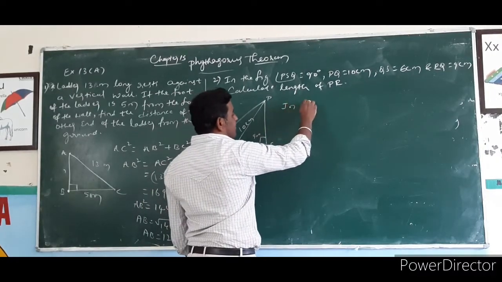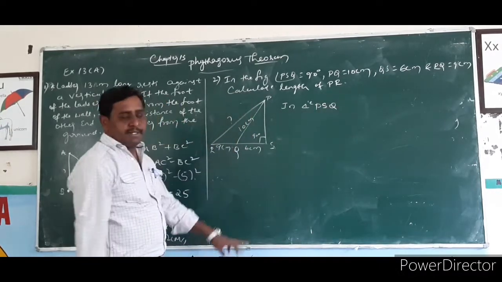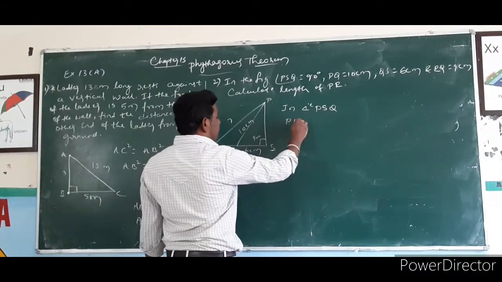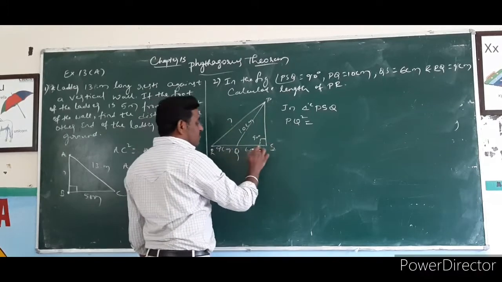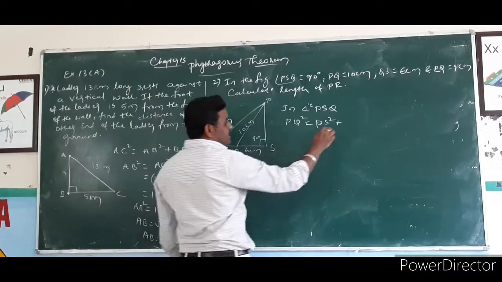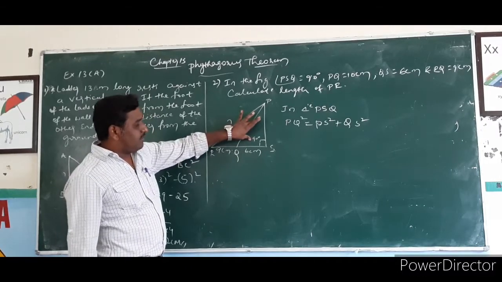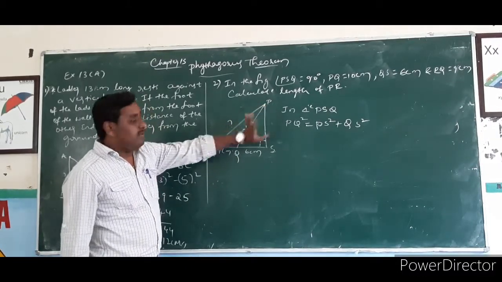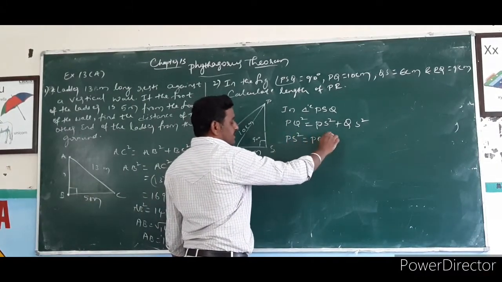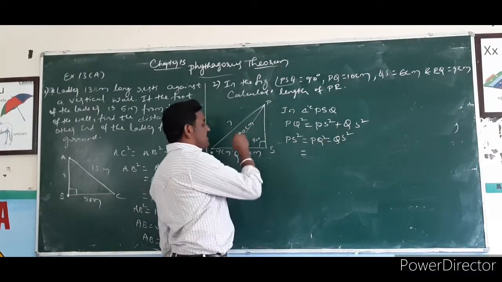In triangle PSQ, first apply the Pythagoras theorem. 90 degree opposite side is hypotenuse. Hypotenuse is PQ. PQ square is equal to the other two sides of PSQ, means PS square plus QS square. I am not considering the full triangle. I am considering this triangle for finding this side, PS square. So PS square you can keep as it is, PQ square you can keep as it is, and shift plus QS square to this side, minus QS square.